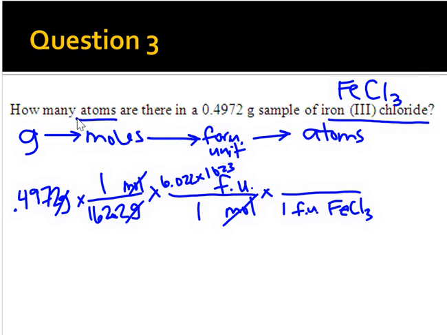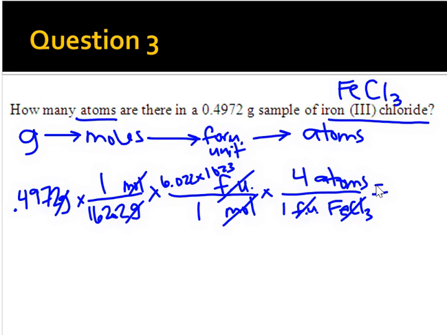So think about it. For every 1 molecule of iron 3 chloride, 1 molecule of FeCl3, how many atoms? The answer is you have 4. You have 4 atoms. One of those atoms is the iron, and the other 3 are the chlorine. So total, there are 4 atoms. That right there is the last conversion you have to do in order to solve the problem of how many atoms. So now we're going to go ahead and calculate that through.